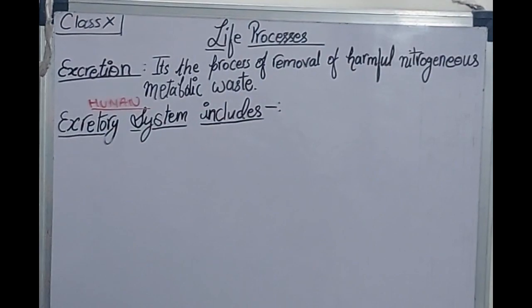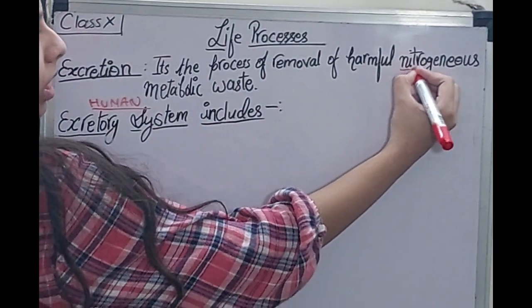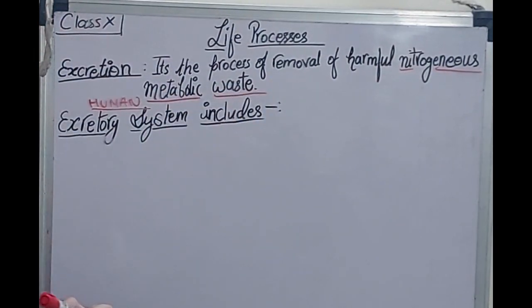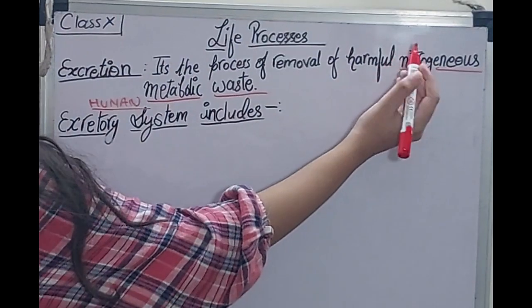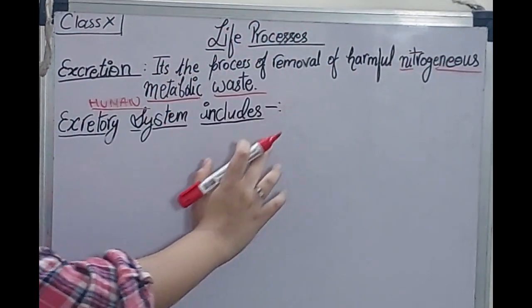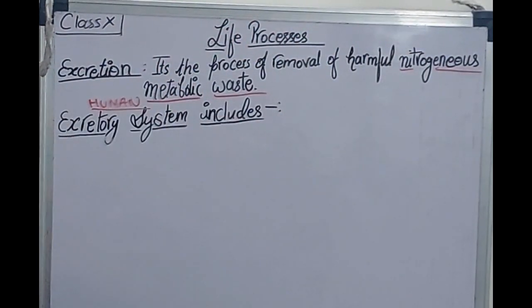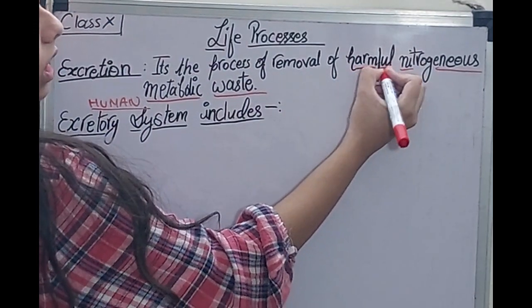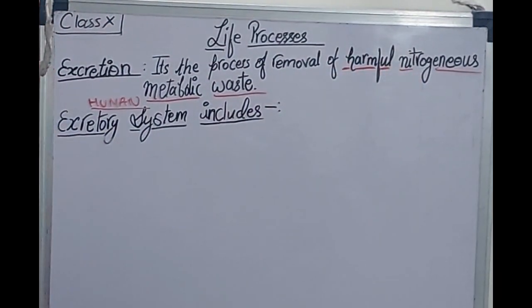So what is excretion? It's the process of removal of harmful nitrogenous metabolic waste. Harmful nitrogenous metabolic waste is filtered out of our body, because if it stays in our body, it is actually toxic and harmful for us. That's why I have used the word harmful here as well. Okay.